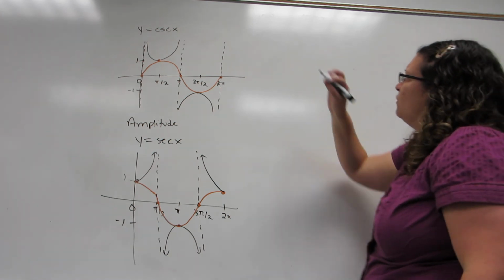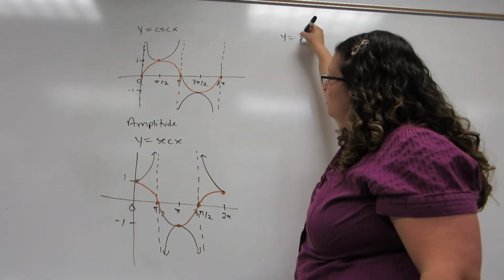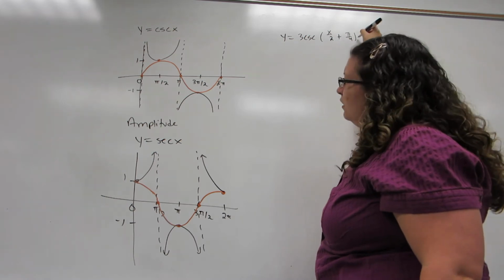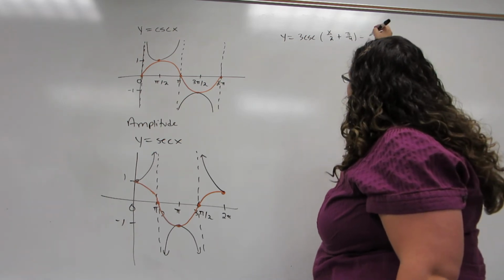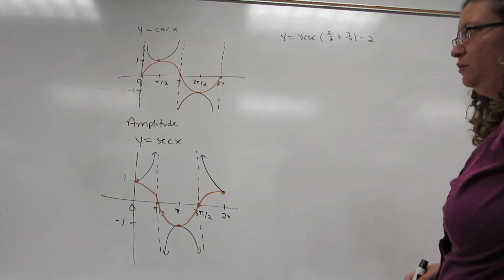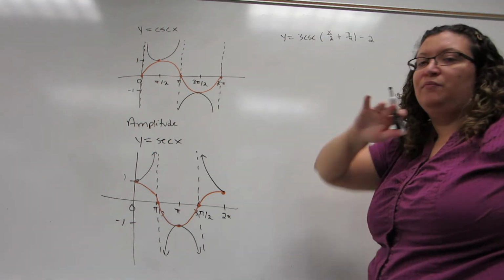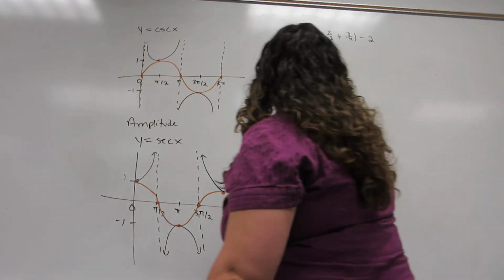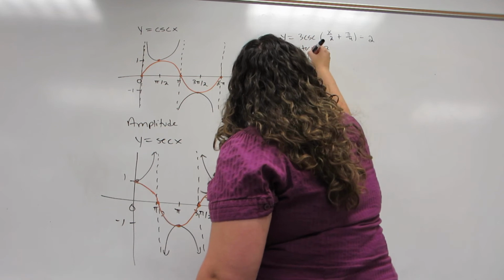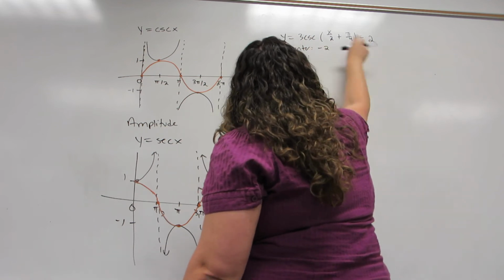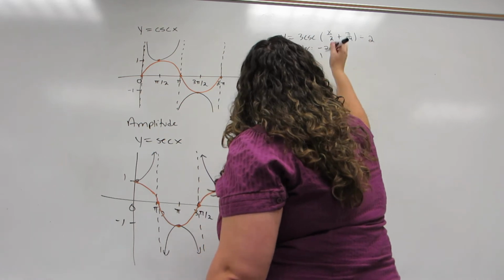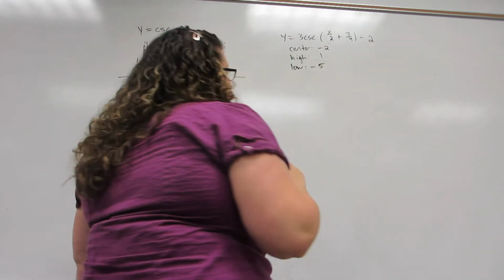Okay. So, let's graph an example of each. When I'm finding the x and y coordinates, I'm going to pretend I'm doing sine or cosine. In this case, I'm pretending I'm doing sine. So the center is at -2. From here, the high is at -2 plus 3 or 1. And the low is at -2 minus 3 or -5.